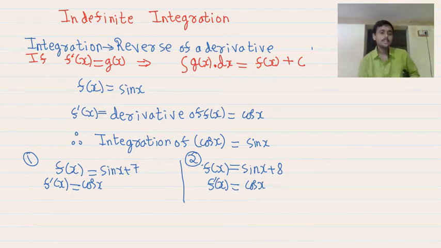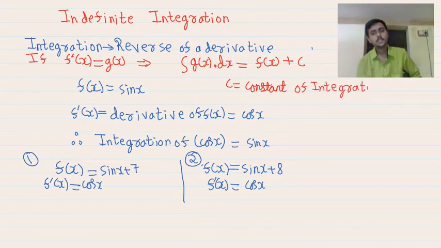Therefore, we can see that regardless of the value of the constant present here, we are going to get the same derivative. So when we reverse the process of derivative, we will have to take into account that any constant is possible. So we write down here a general constant c, which is known as the constant of integration.